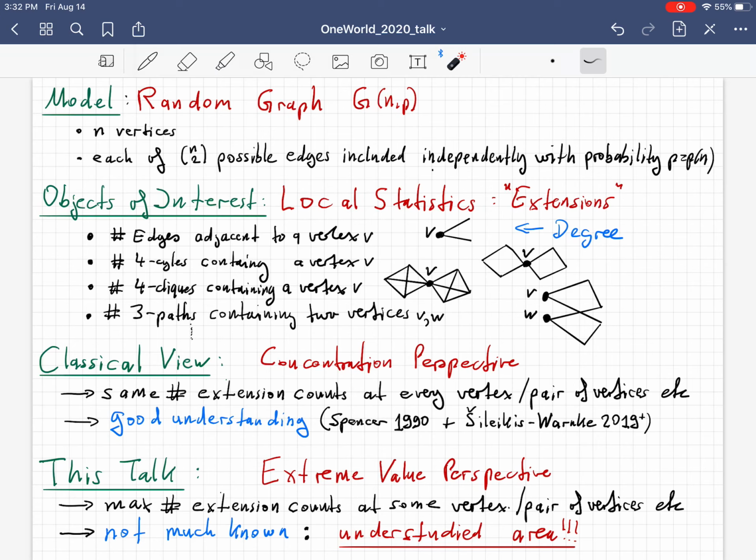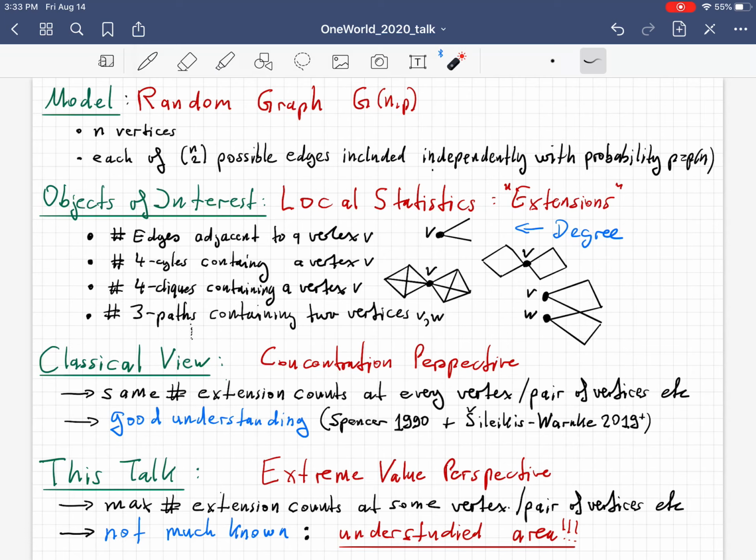In this talk, I really want to point out that besides the concentration perspective, there's also this extreme value perspective. Whereas in the concentration perspective, we're saying we want roughly the same number of extension counts at every vertex, here we're going to ask, what is the maximum possible number of extensions that are there on some vertex or a set of vertices?